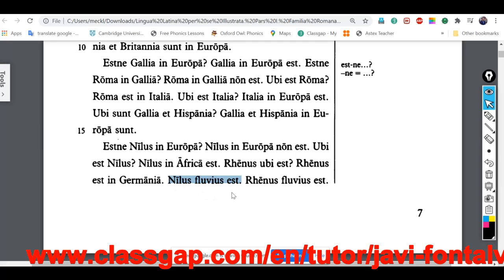So, do you notice something about Latin? I don't know if you can tell. We don't really use articles. There's no articles in Latin. Oh, okay. There's no el or la, without articles, yeah? So you have to use the article to translate that into Spanish or English, yeah? But in Latin you don't really have articles. Okay, Renus fluvius est. El Rin es un río.